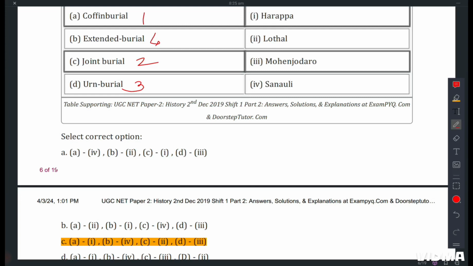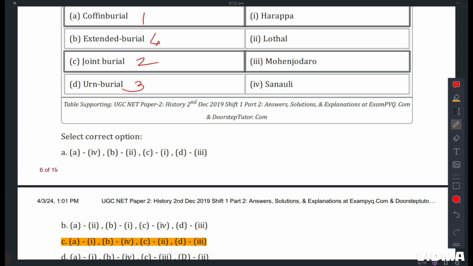Mohenjo-daro, evidence of urn burial. Post-cremation urn burials predominant in Mohenjo-daro area. There are 3 types of burials found in Mohenjo-daro: complete, fractional, and post. So the post-cremation urn burials predominant, while pot urn burials are found in Kalibangan. पot वाले जो है वो कहाँ मिलता है? कालीबंगन में. Okay. Yes, urn burial Mohenjo-daro, joint burial Lothal, extended burial is Sonoli. Extended burial is Sonoli. Okay.